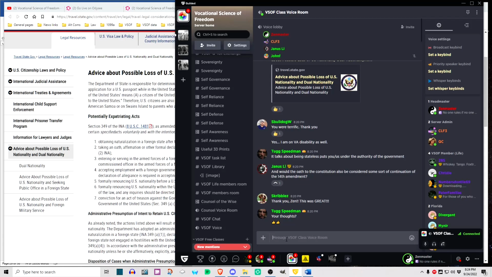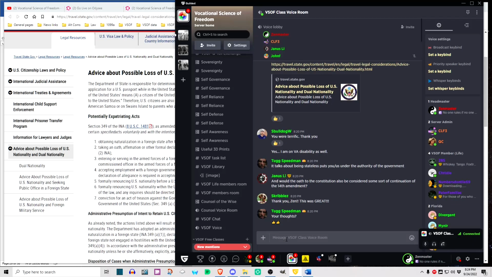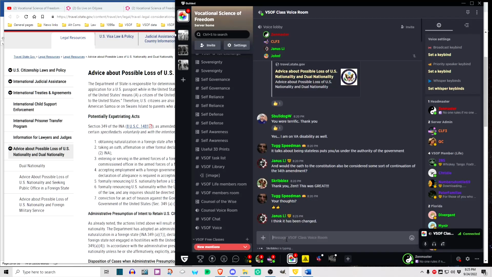And would the oath to the Constitution also be considered some sort of continuation of the 14th Amendment? No, because the oath to uphold and protect the Constitution of the United States of America existed long before the 14th Amendment ever existed. So I would say no. Now, if they changed the oath in some way, shape, or form where it said you uphold and protect the Constitution of the United States and didn't say the Constitution for the United States of America, then yeah, I would probably see that as an aspect of getting stuck under the 14th in some weird way. So, you think it has been changed? It would surprise me if it hasn't. My guess is that it probably did get changed to the Constitution of the United States, which is basically everything after the original 13th Amendment.